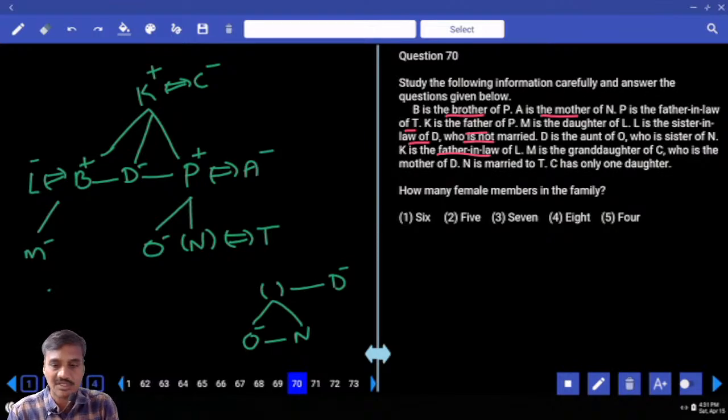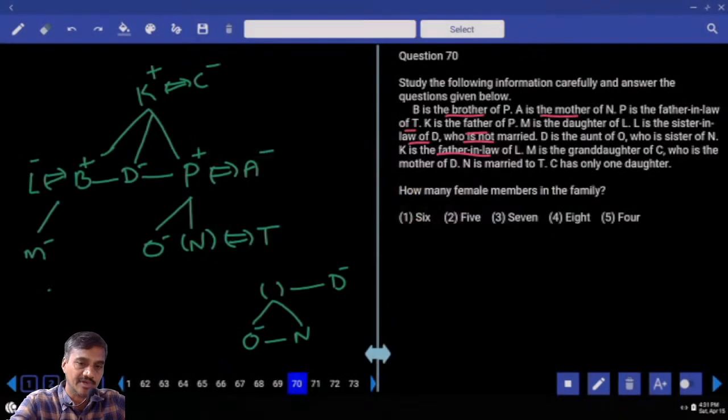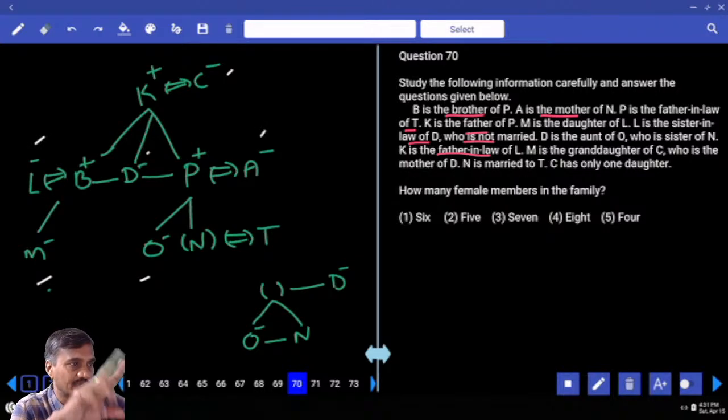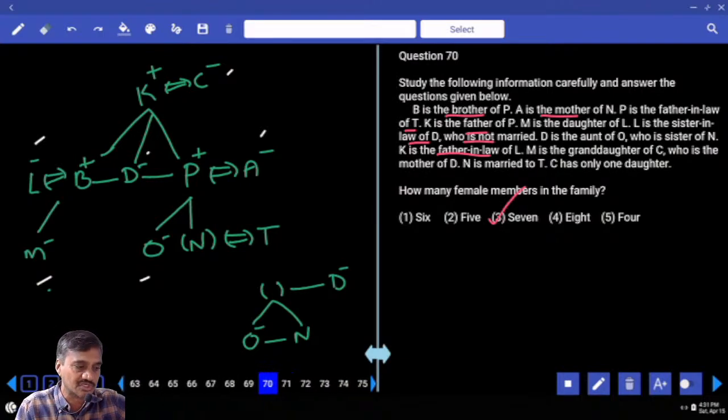Then out of which, how many female members are there in the family? Now tell me how many females are there? Now as of here there is 1, 2, 3, 4, 5, now 6. Between N and T there must be one female because these two are spouses to each other. And how many are there? 7, that is choice 3, question number 70.